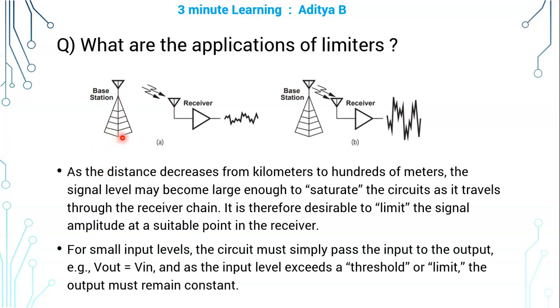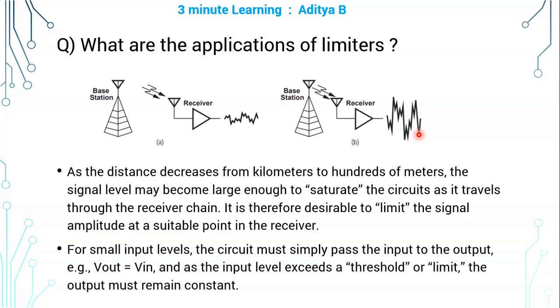Consider a case of mobile phone communication. If you see, this is the mobile, this is the base station in case A, this is the base station and this is the mobile phone receiver in case B. In case A, the distance between the base station and receiver is very large, so a very weak signal will be received by the mobile phone receiver, whereas in case B, the distance is very small, the user is very close to the base station and hence a very high amplitude signal is received.